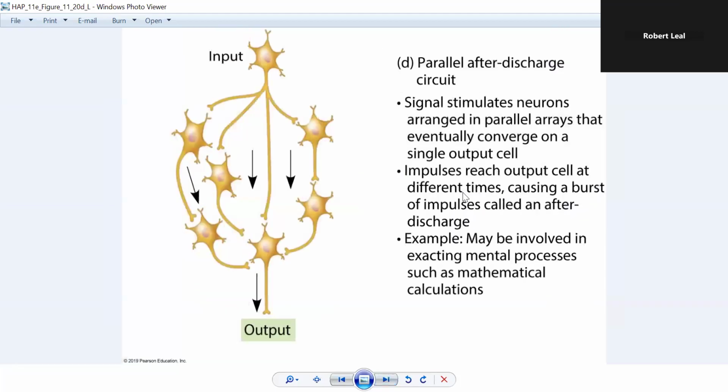This type of circuit's called, what did they say here? Parallel circuit, which means information is going along collateral channels of neurons that are next to each other in the same direction. So examples of parallel circuits that you'd be using are like in solving problems, mentally thinking, maybe doing some like math calculations.